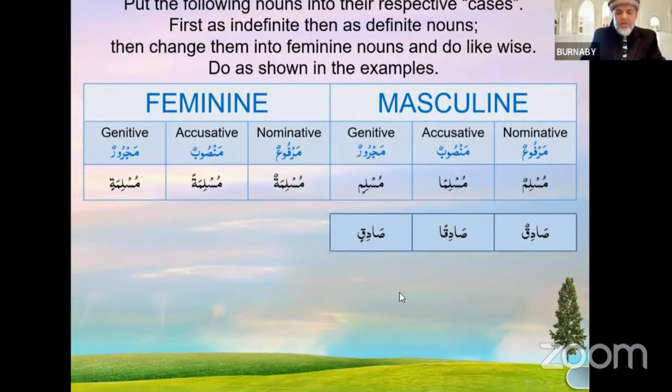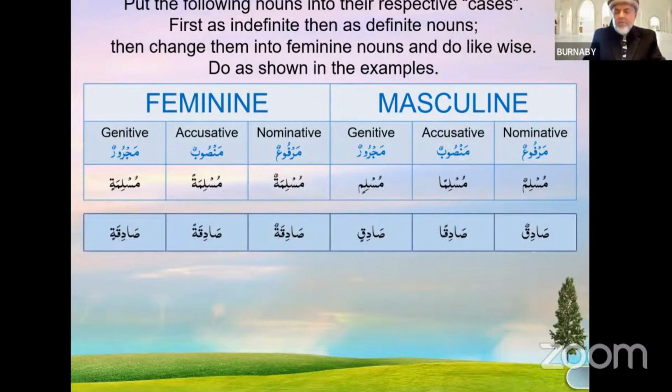Sister Homa, I need the feminine for this. Okay. Sadiqatun, sadiqatan, sadiqatin. MashaAllah. Okay, everybody else, are you able to follow this? And is this getting clear in your mind now? Yes. Okay, good.